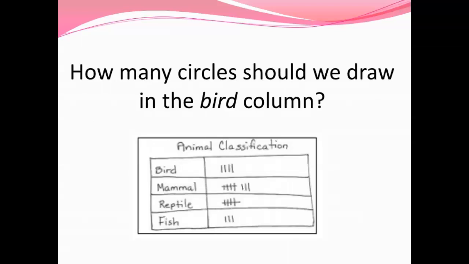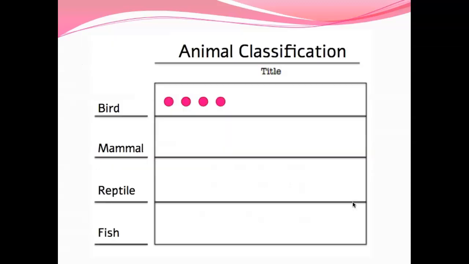So looking at the bird column, we have 4 tally marks. How many circles are we going to draw in the bird row? Right, 4. 1, 2, 3, 4. So what I want you guys to do now is pause and draw your 4 circles for your bird.